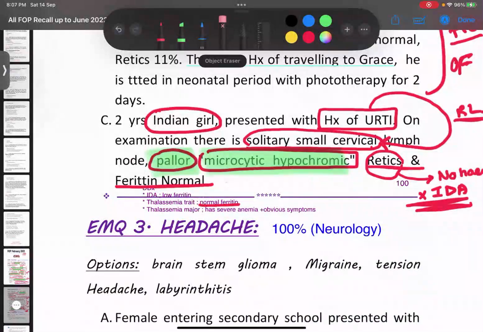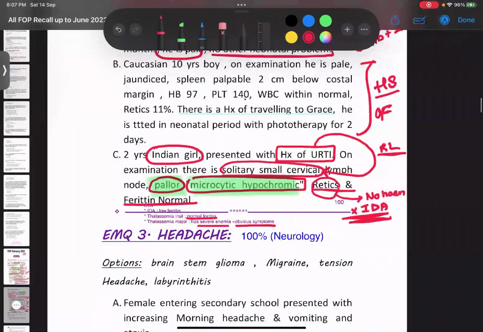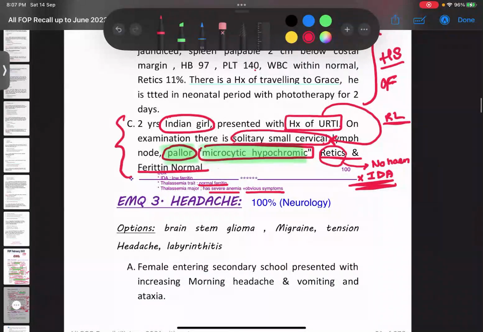In case of thalassemia major, they'll have severe anemia. So the hemoglobin level would be mentioned along with obvious physical features. Along with that, there would be organomegaly, 100% organomegaly. That's why this is a case of thalassemia minor. Also, the hint of Indian.